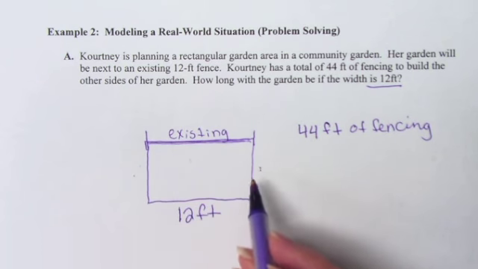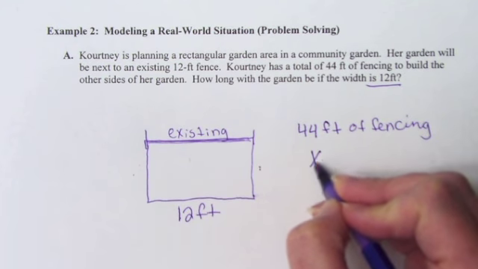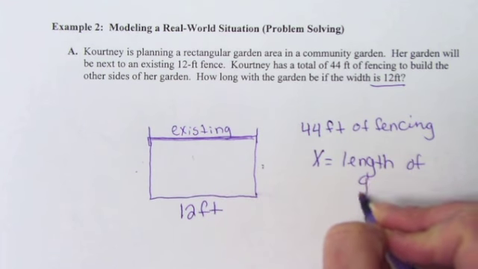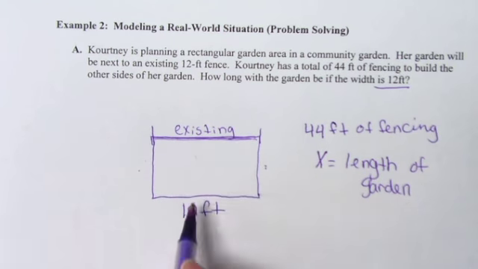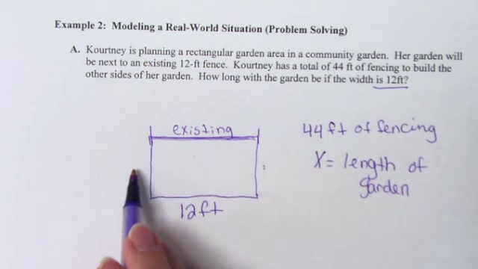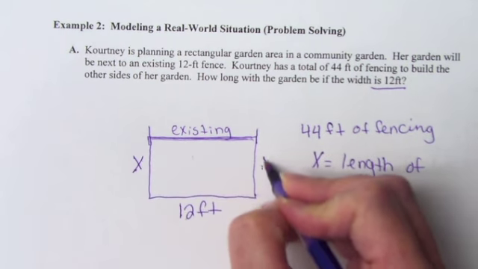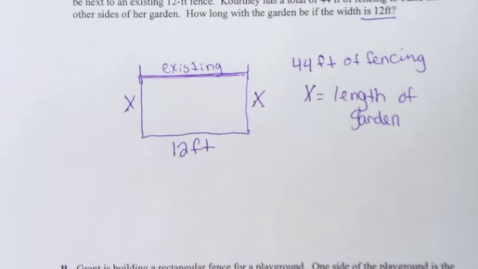What do we do in algebra when we have an unknown? What we do is create a variable for the unknown. I'll go ahead and use x. We'll use x for length of garden. Just like the existing fence and the opposite of that have to be the same, so do the lengths. If one side is x, the other side is x. All right, so that's how you set up that drawing in the problem.